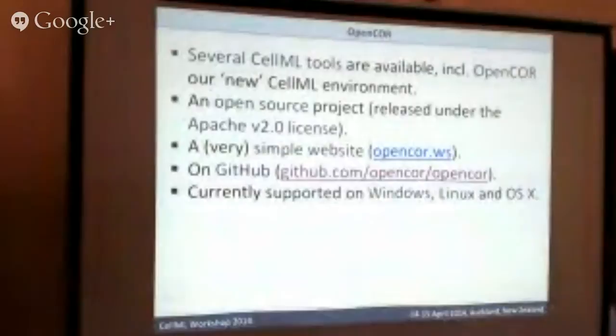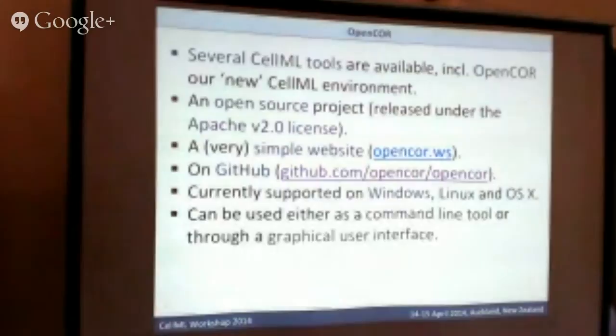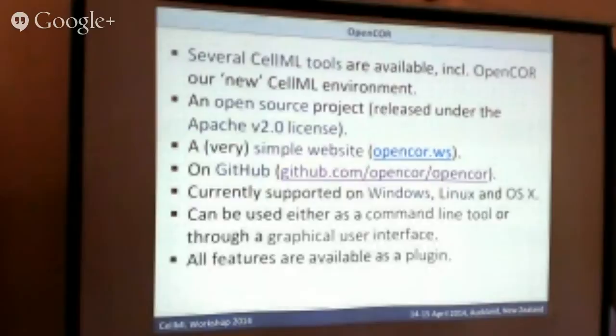From there, basically, Open Core is currently supported on Windows, Linux, and OS X. So for Windows, we currently support XP, Vista, Windows 7, and Windows 8, even though Windows XP is now actually discontinued, so it's not supported anymore. But when it comes to Linux, we currently support Ubuntu 12.04 LTS and Mavericks. And when it comes to OS X, we support 10.7 and Mavericks. And Open Core can be used both as a command line tool as well as a full GUI. So I will show you that in a minute. And what is very important is that in Open Core, everything is a plugin. And again, we will demonstrate that in a minute.